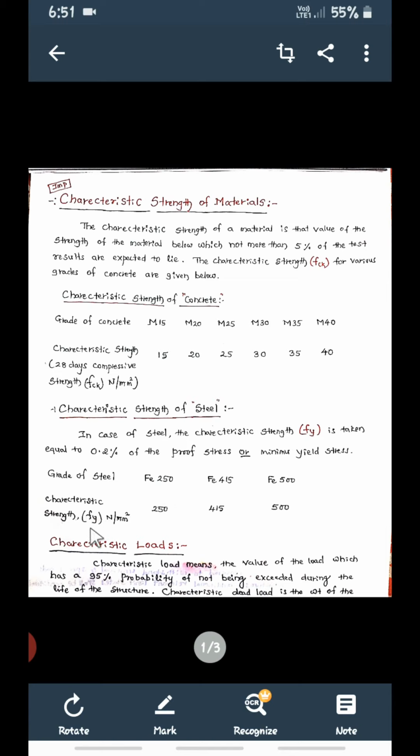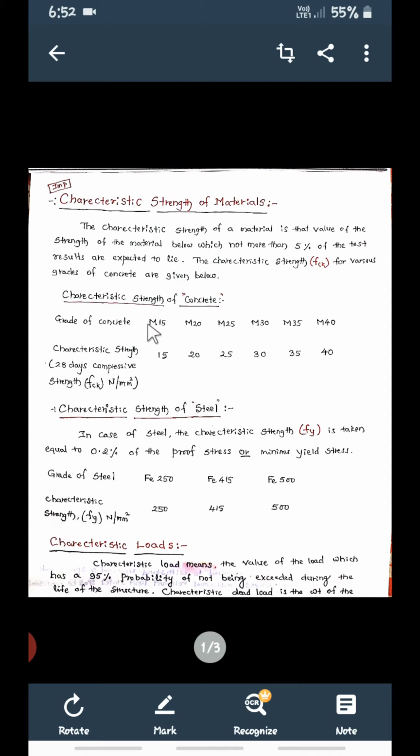So characteristic strength, now it is Fy, right? Again it is Newton per mm square. So for Fe 250 it is 250 Newton per mm square. For Fe 415 it is 415 Newton per mm square, and Fe 500 it is 500 Newton per mm square. So the characteristic strength of concrete is Fck, and the characteristic strength of steel is Fy. Remember, these are the characteristic strengths of materials.